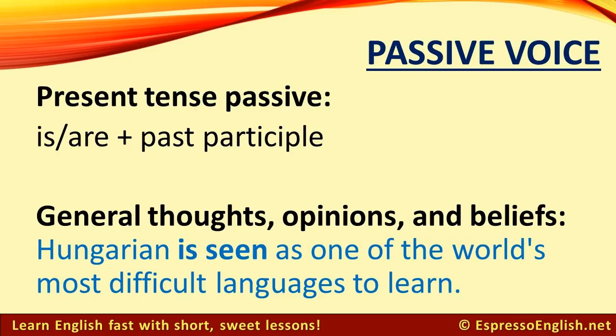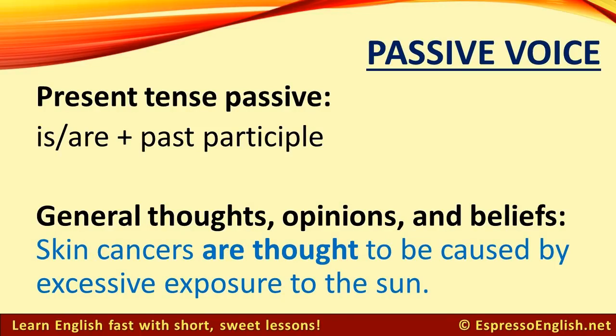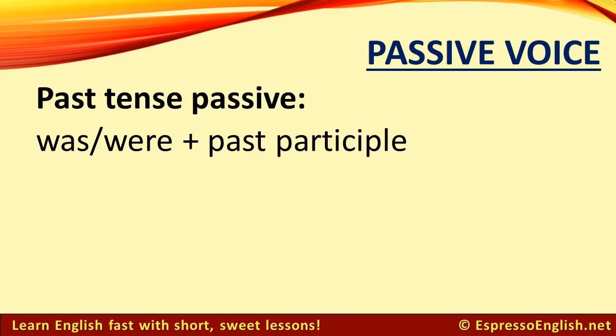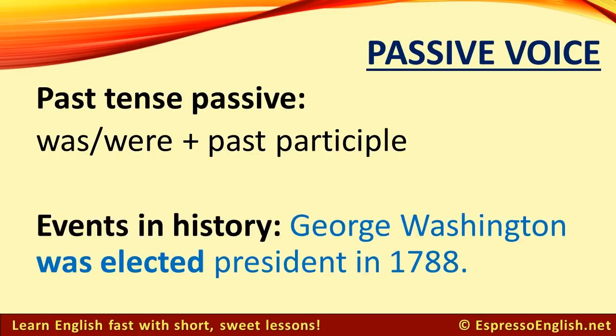Hungarian is seen as one of the world's most difficult languages to learn. Skin cancers are thought to be caused by excessive exposure to the sun. To form the passive voice in the past tense, use was or were plus the past participle. We often use the passive voice in the past tense for events in history.